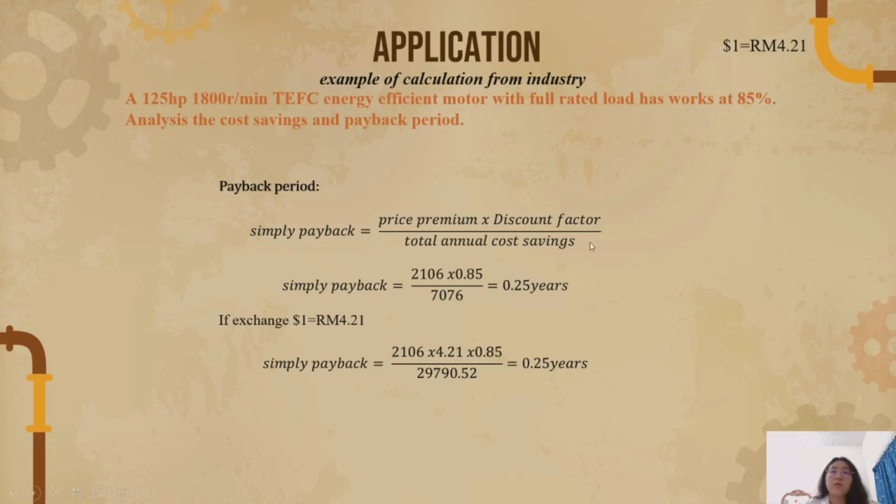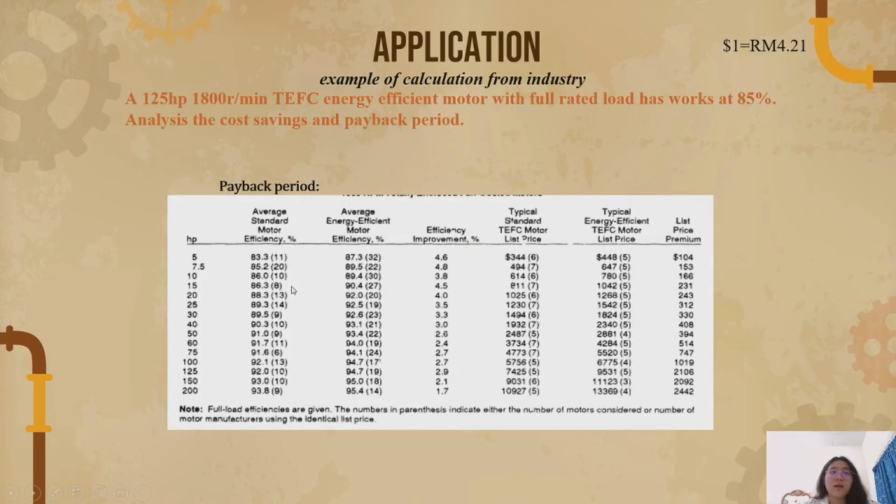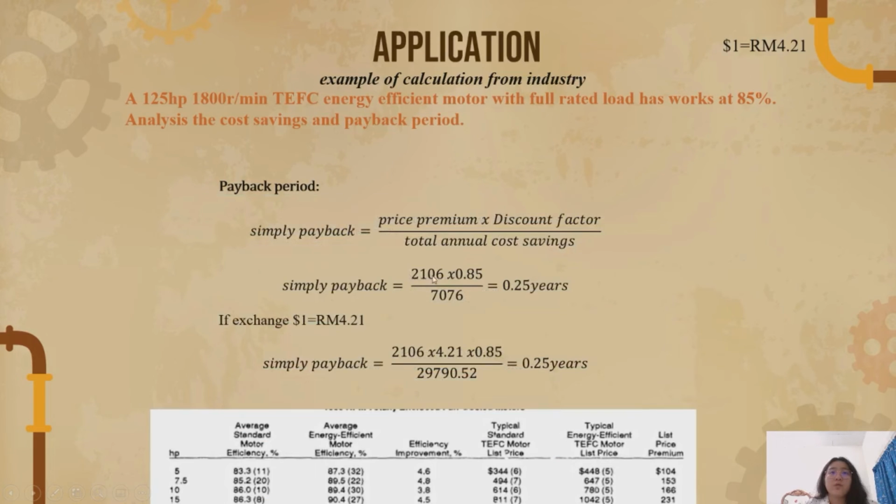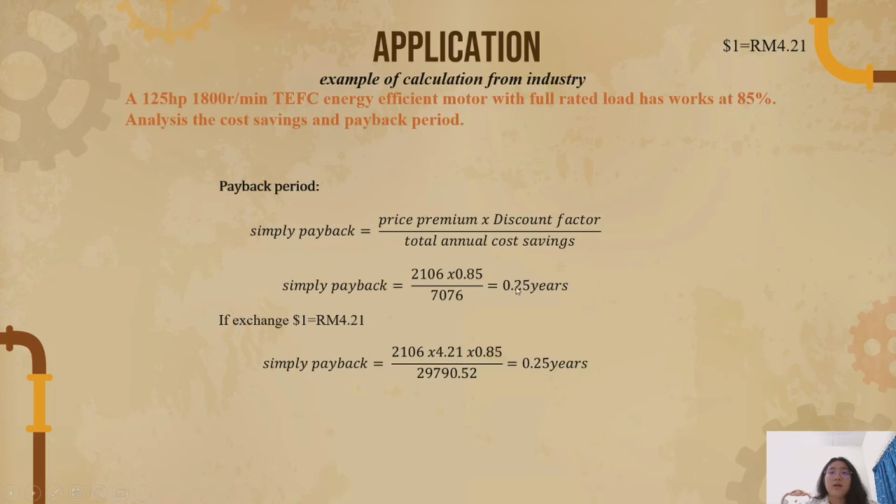So next, we can calculate the payback period, and this is the formula. We know the total annual cost saving. Now we need to find out the price premium. We can look at this table also and find the 125 HP list price, and we can see it is 2106. So 2106 times 0.85, which comes from here, divided by the total annual cost saving, and we get the answer of 0.25 years. So the payback period is 0.25 years. If I exchange to RM, we also get the same answer.